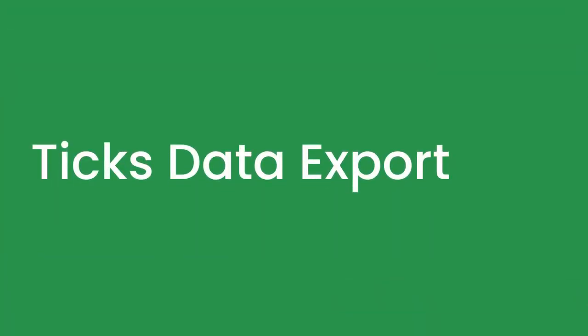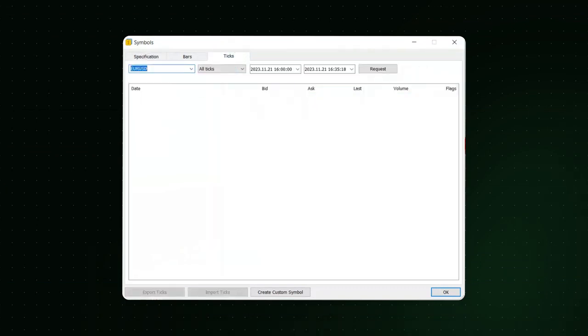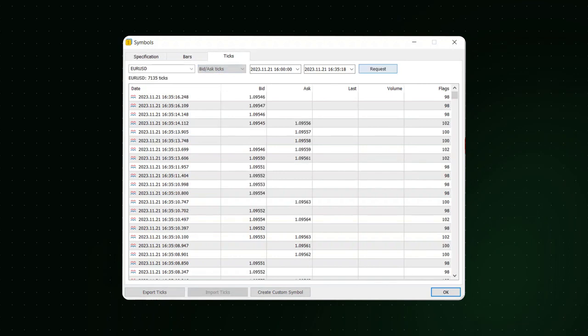MetaTrader 5 supports tick data export, which contains individual price movements within a selected time frame. Traders can export this data for further analysis using external tools or software. MetaTrader 4 does not support exporting tick data.